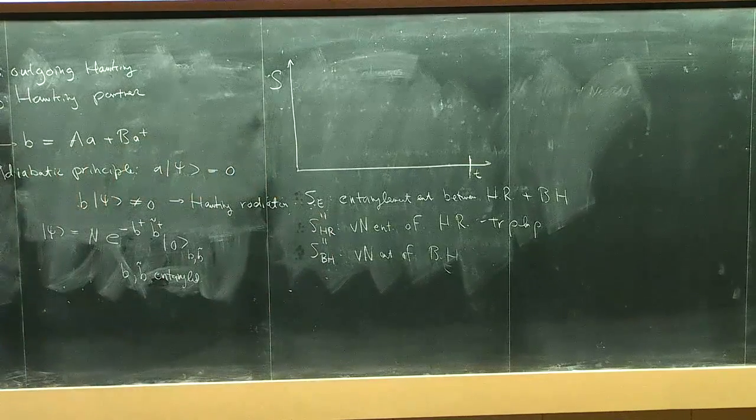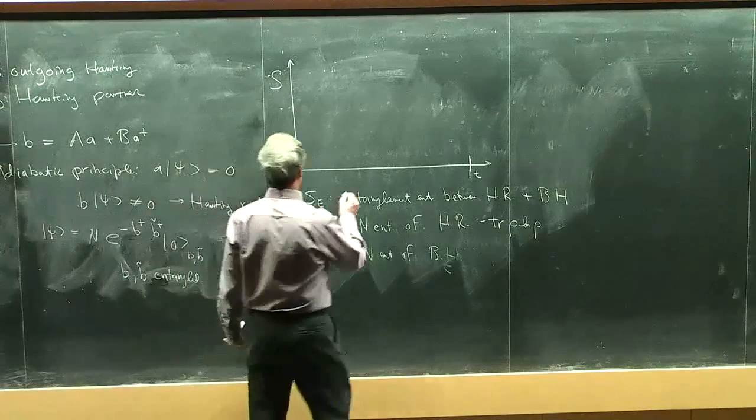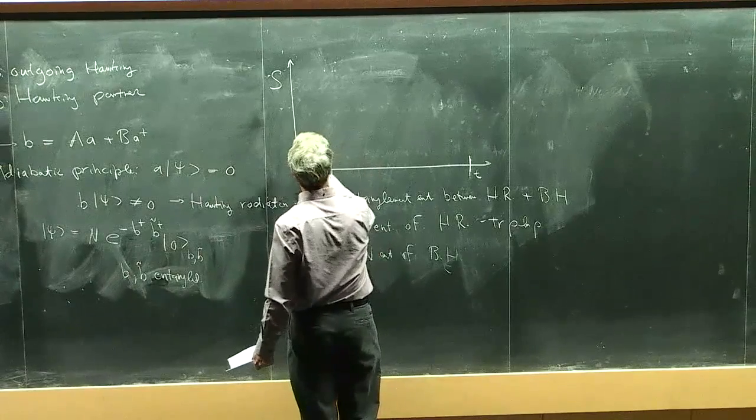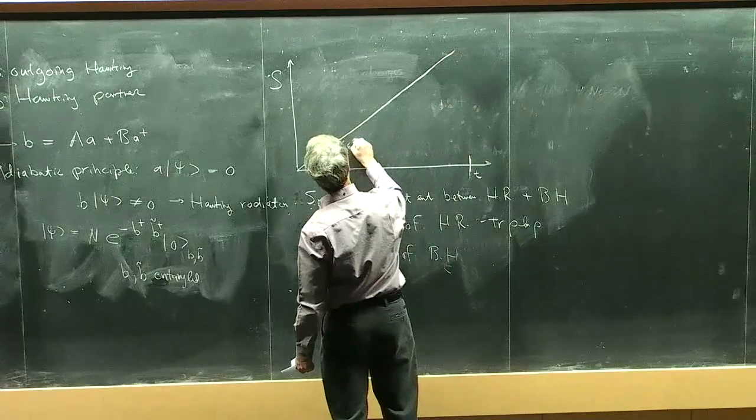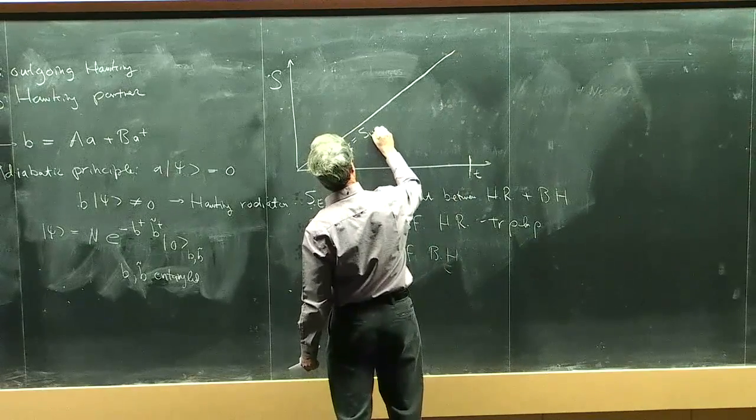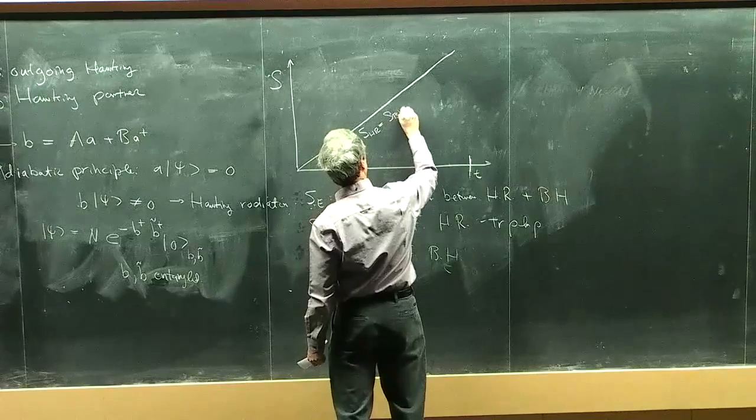And you see that at each step, so this is happening once per light crossing time of the black hole, this process is happening, and it's increasing the entanglement between the radiation and the hole by an amount of order 1. And so this curve just slopes upwards. S sub E equals S sub Hawking radiation equals S sub black hole.